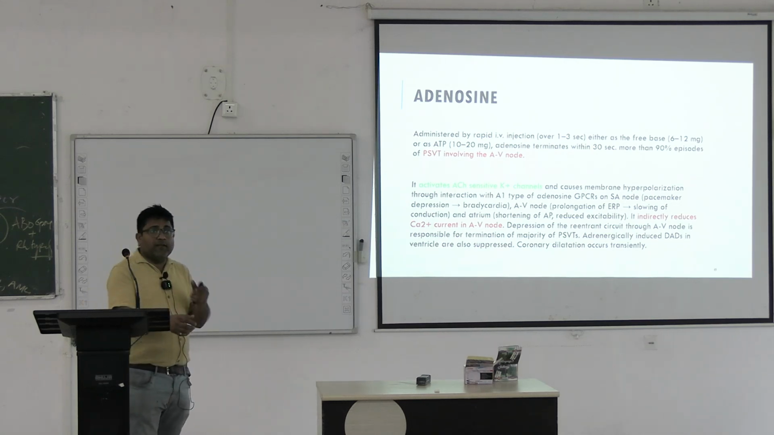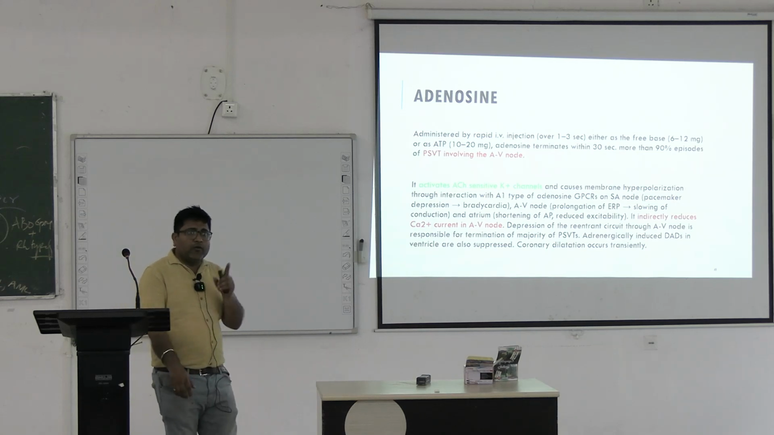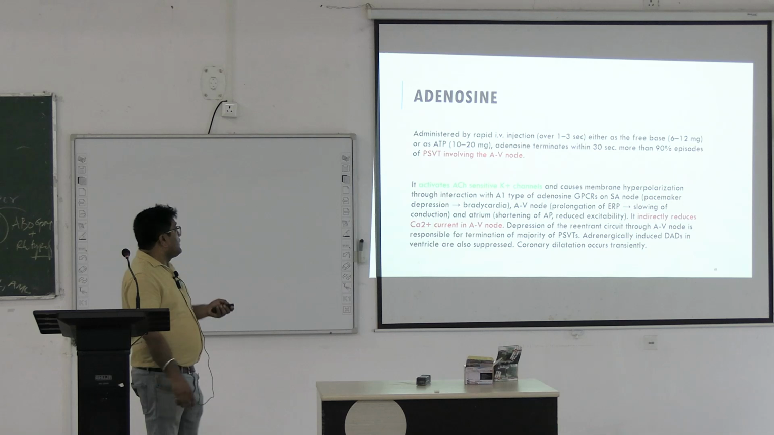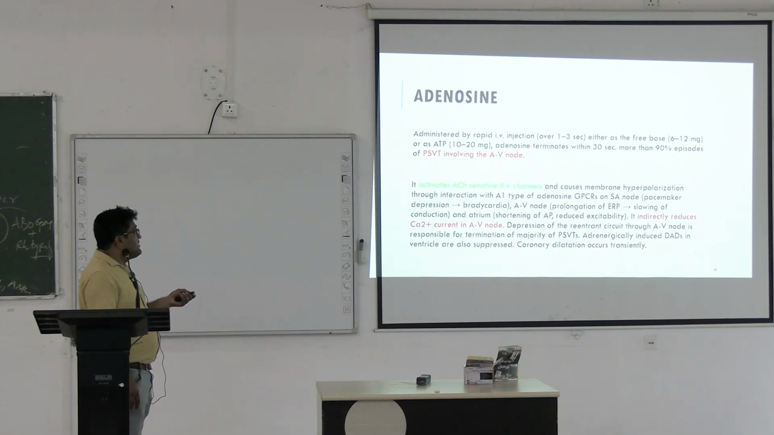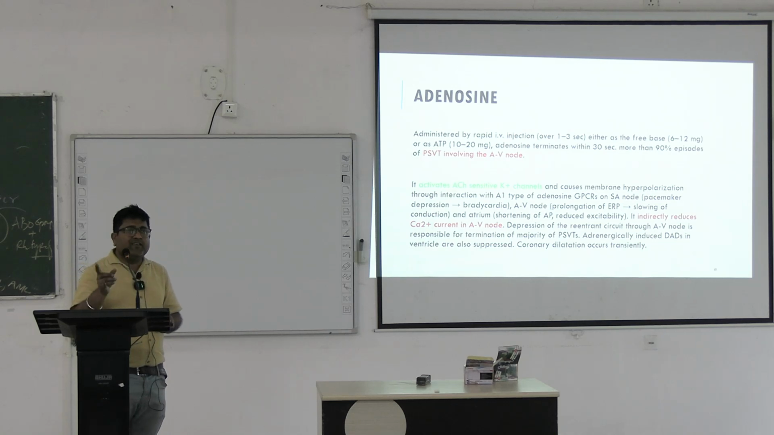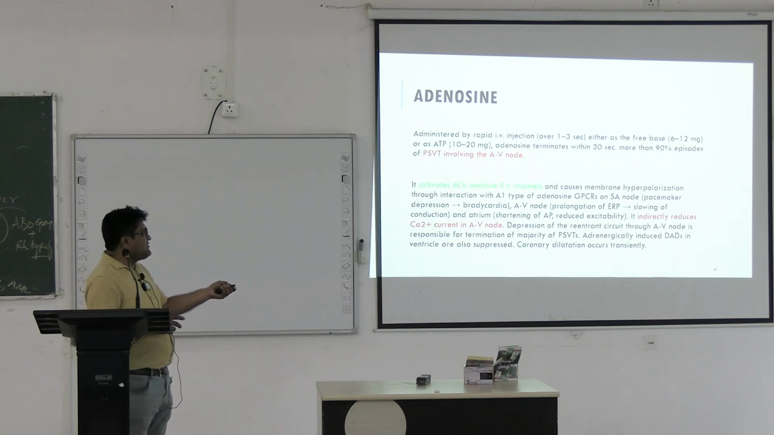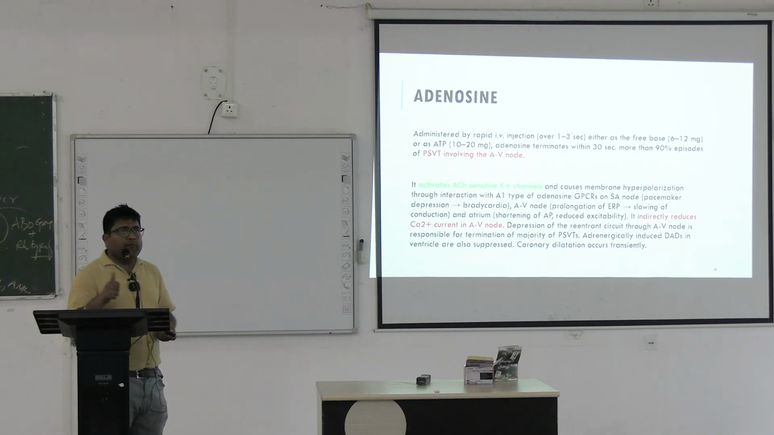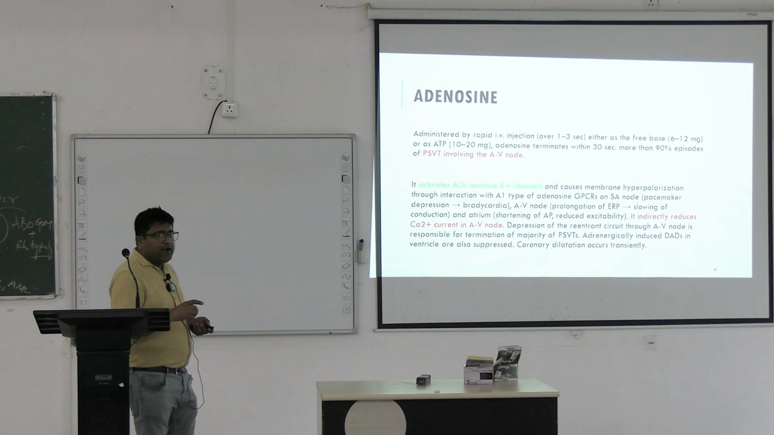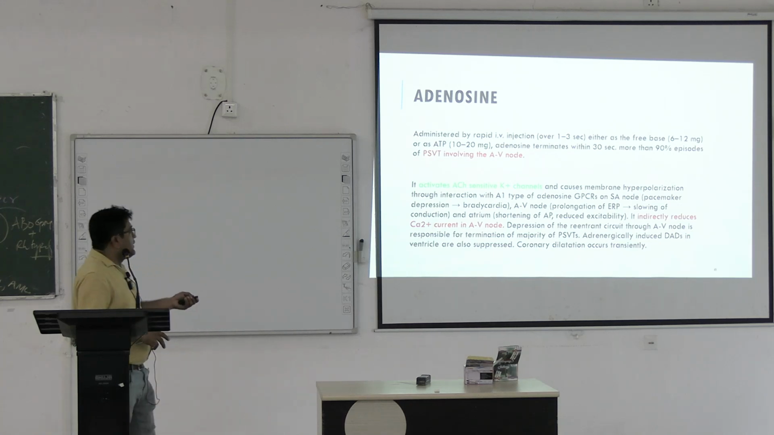So the drug has to be administered intravenously to control the arrhythmia in the larger vein. It is administered by rapid IV injection over 1 to 3 seconds. It is available either as free base adenosine or as ATP. If we use free base, 6, 12, 18 milligram are the dose as required. If we use it as ATP, 10 or 20 milligram. Now adenosine terminates the tachycardia within 30 seconds.